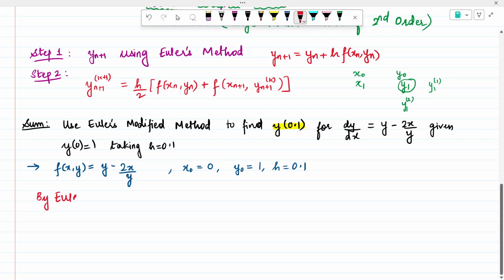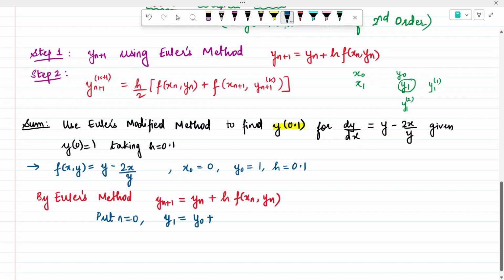By Euler's method, my y n plus 1 is equal to y n plus h times f of x n comma y n. Because I'm going to calculate only one value, I'll not make a table. I'll just put n is equal to 0 here. So left hand side becomes y1, right hand side becomes y0 plus h f of x0 comma y0. Let's substitute the values. y0 की जगह पे 1, h की जगह 0.1, f of 0 comma 1.